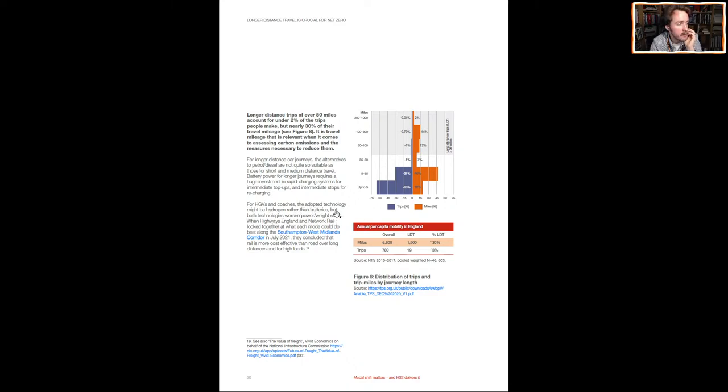When Highways England and Network Rail looked together at what each mode could do along the Southampton to West Midlands corridor in July 21, they concluded that rail is more cost effective than road over long distances and for high loads. Well, we knew that anyway, didn't we? By a long way.